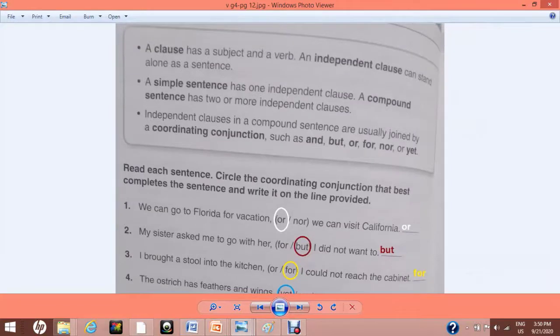A clause has a subject and a verb. An independent clause can stand alone as a sentence. A simple sentence has one independent clause. A compound sentence has two or more independent clauses. Independent clauses in a compound sentence are usually joined by a coordinating conjunction such as and, but, or, for, nor, or yet. So these words and, but, or, for, nor, yet are called coordinating conjunctions because these join two independent clauses to make a new compound sentence here.